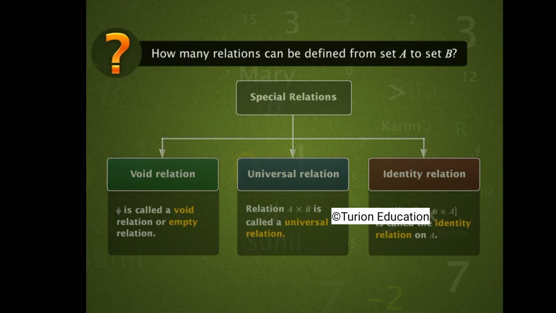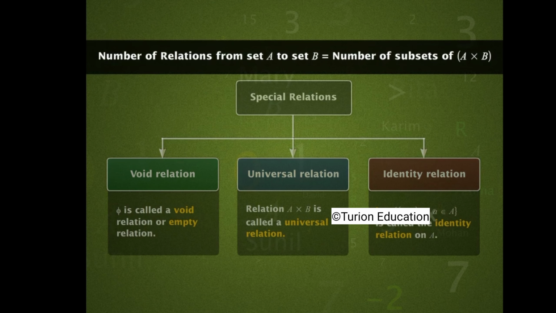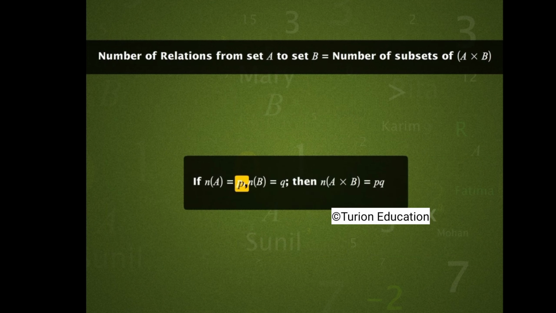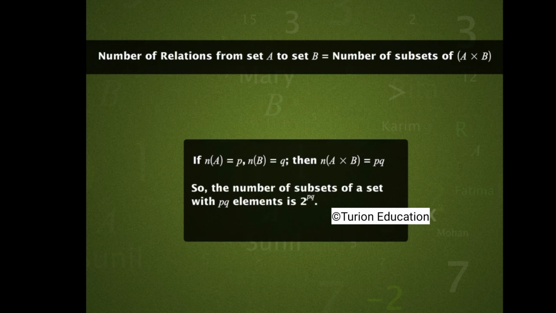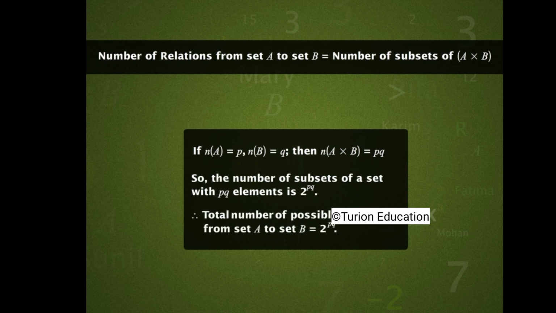So, how many relations can be defined from a particular set A to set B? A relation from a set A to a set B is a subset of their Cartesian product. So the number of relations from set A to set B will be equal to the number of subsets of A cross B. Recall, if there is a set A with P elements in it, and the number of elements in set B is Q, then the number of elements in the Cartesian product of A and B will be PQ. So the number of subsets of a set with PQ elements is 2 to the power PQ. So the total number of possible relations from set A to set B is the total number of subsets of the Cartesian product A cross B, that is, 2 to the power PQ.